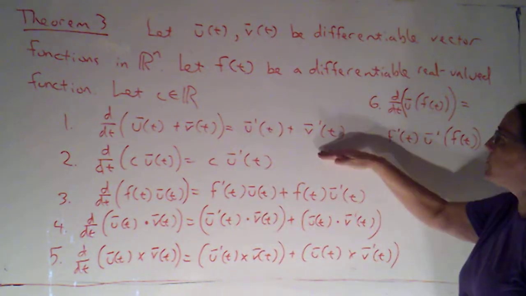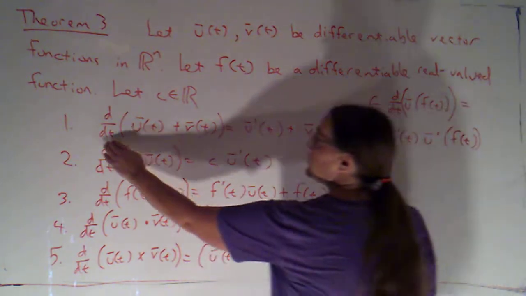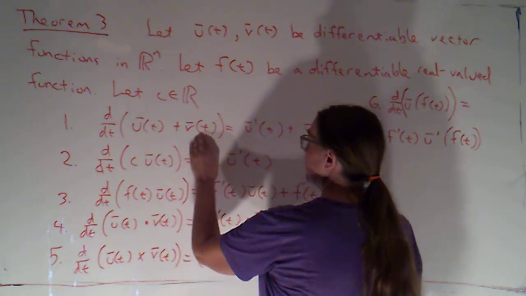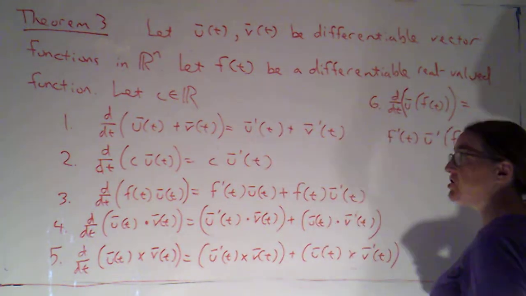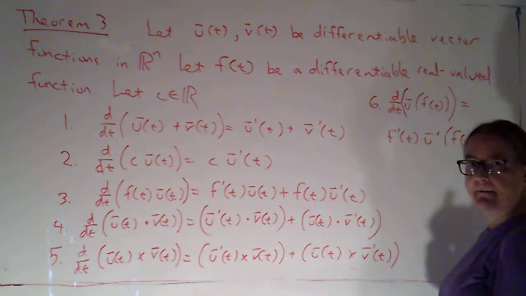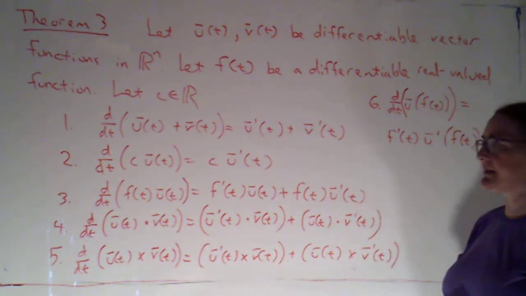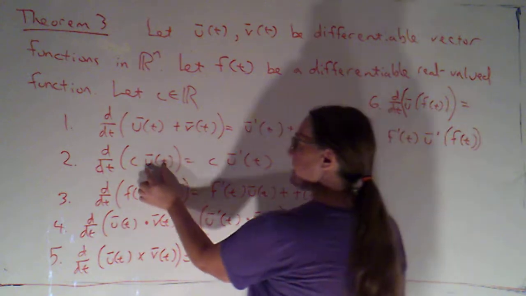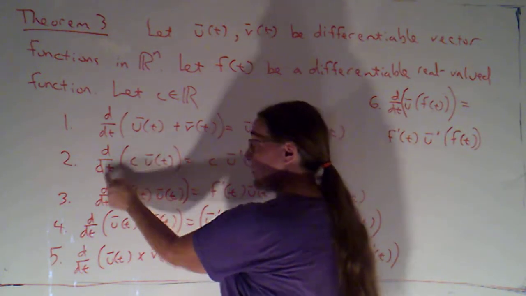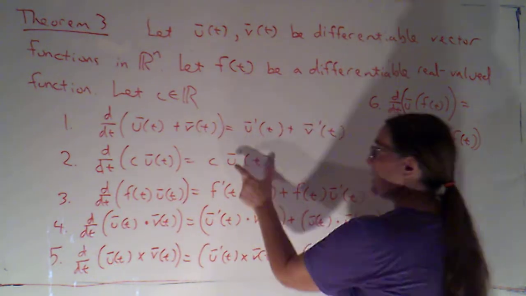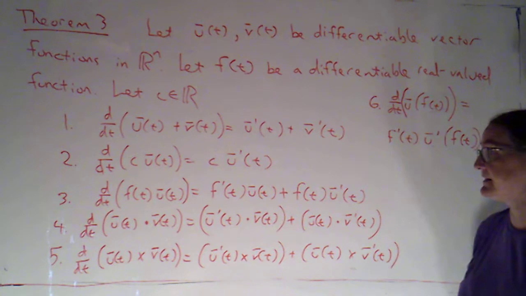So rule 1, this is just the sum rule for derivatives. The derivative of the sum of two vector functions is the sum of those derivatives. I can take the derivative of each piece and then add them. Rule 2, generalizing the constant multiple rule. If I take a vector function and multiply it by a scalar, and then I want to take the derivative, well, I can just take the derivative of that vector function and then multiply by that scalar.